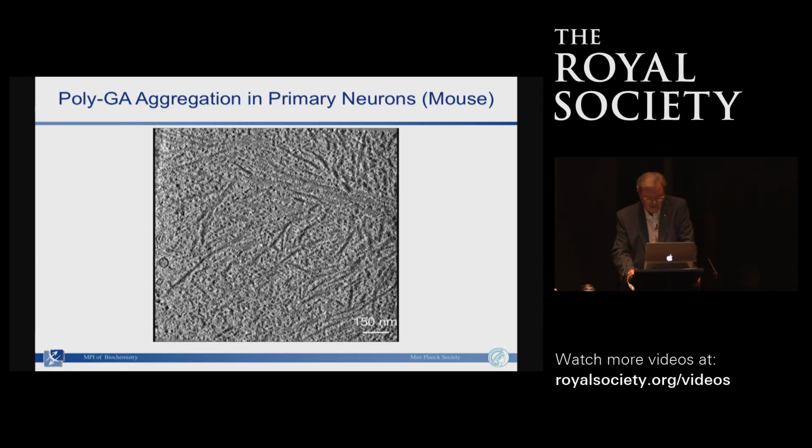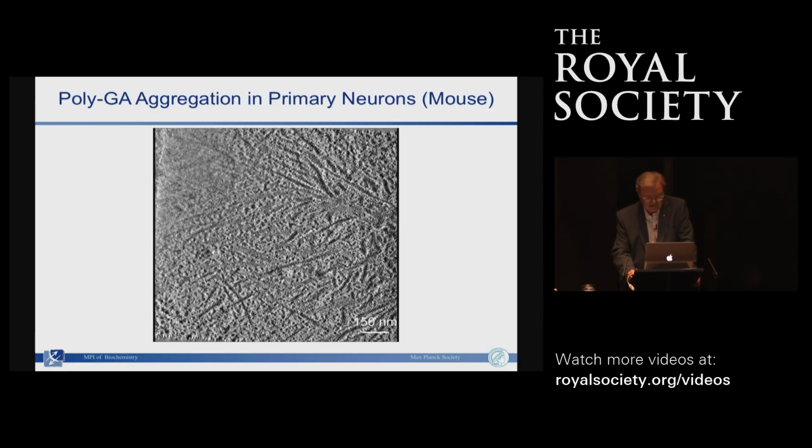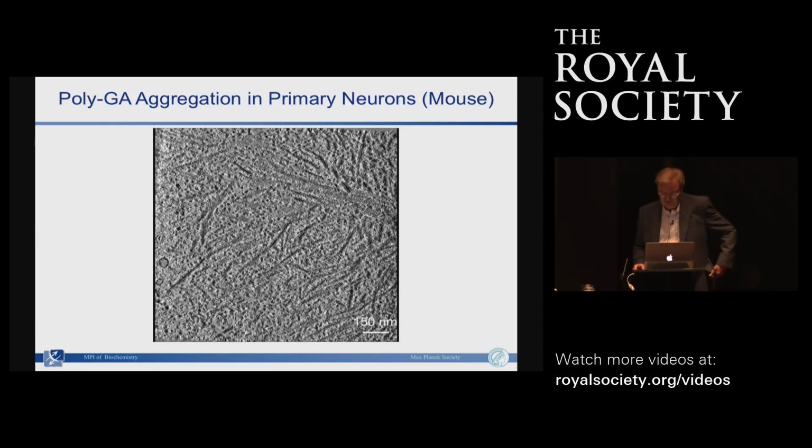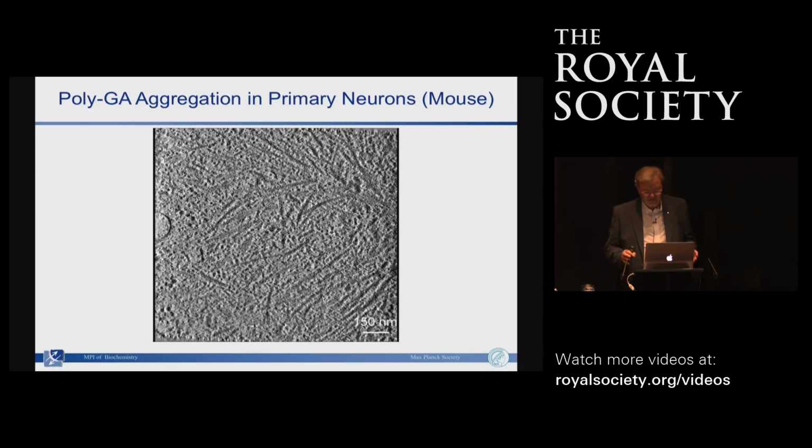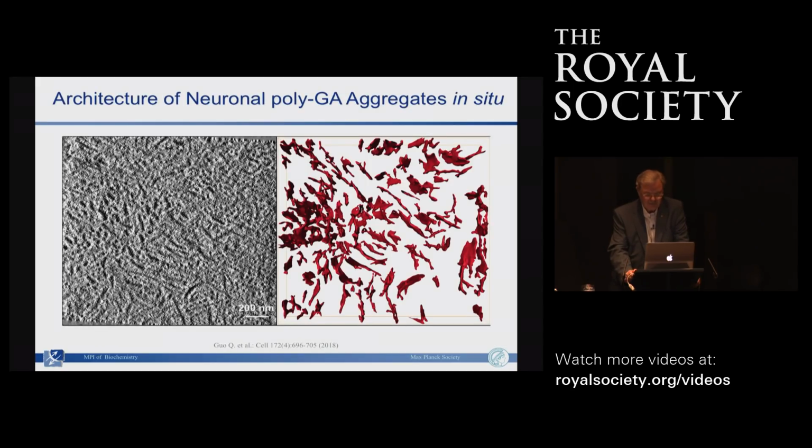Now, this is a tomogram through a polyglycine-alanine aggregate in a primary neuron. At a glance, it might seem similar in a way to the Huntingtin, but in detail, it's very different. One difference is that you see, already with the naked eye, that there are many particles inhabiting this aggregate. The second difference is these are not fibrils, these are ribbons. They are very thin polymorphous ribbons, often bifurcated.